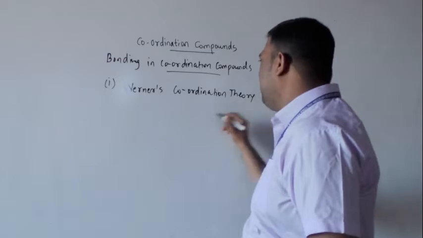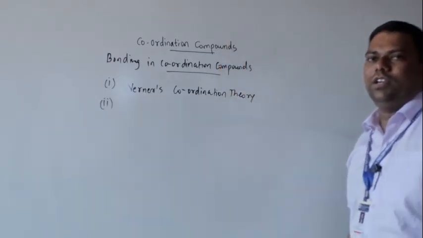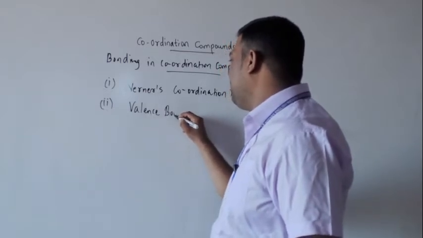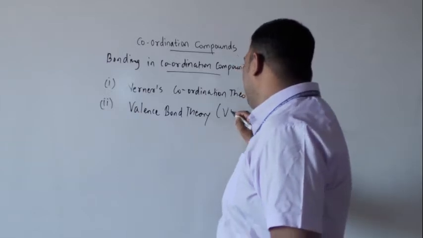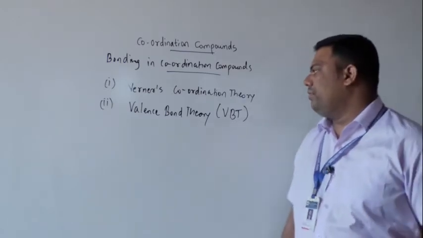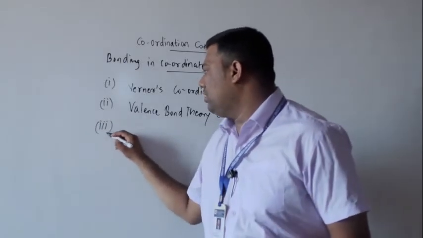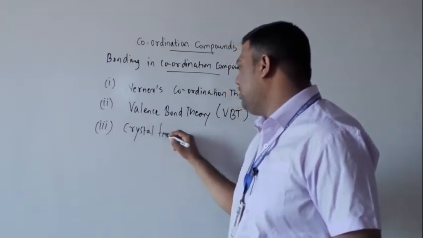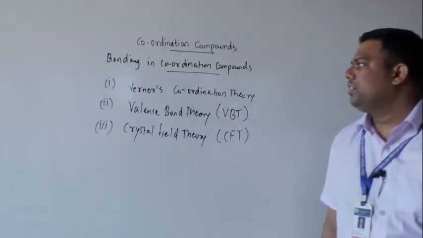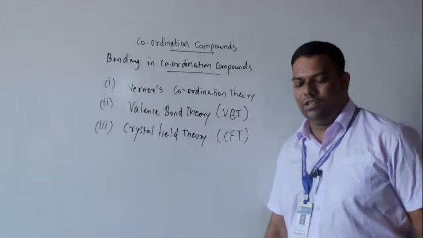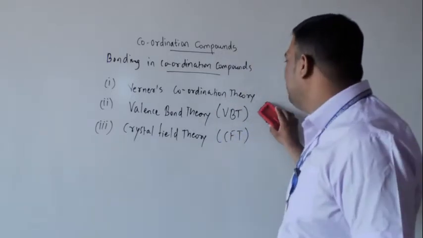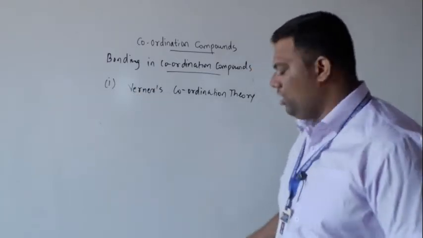Werner's coordination theory. Second, valence bond theory. As you know, you already discussed in chemical bonding and molecular structures. That is VBT, valence bond theory, and third, crystal field theory. So we can write it as CFT. Okay, so these theories we are going to discuss, but we will start with the first, Werner's coordination theory. Concentrate on this first.